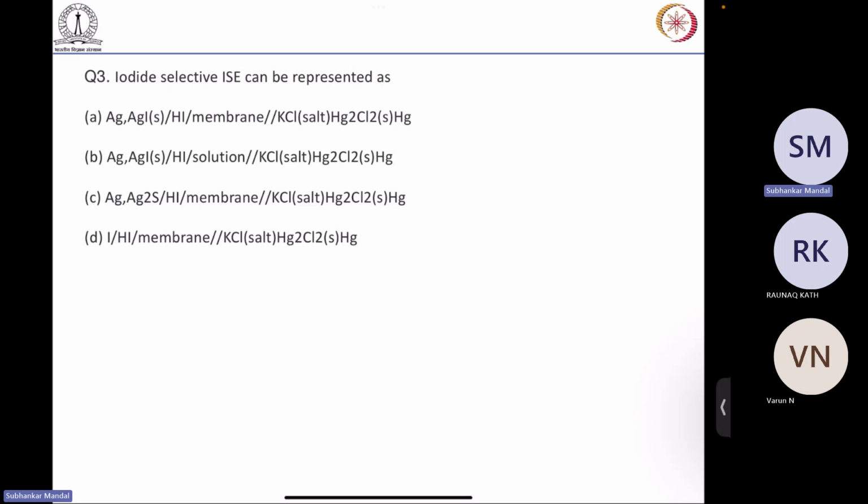Okay, the next question: the iodide selective ion electrode can be represented as, there are four options: AgI, hydrogen iodide, membrane, then KCl representing the salt bridge, as we already know. Then Hg2, this is the mercury electrode, and AgI, HI. So what will be the answer? A, B, C, D.